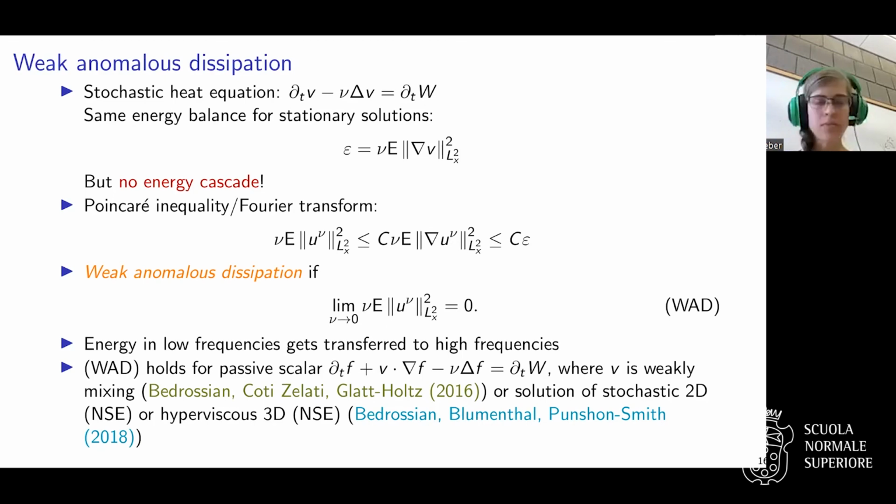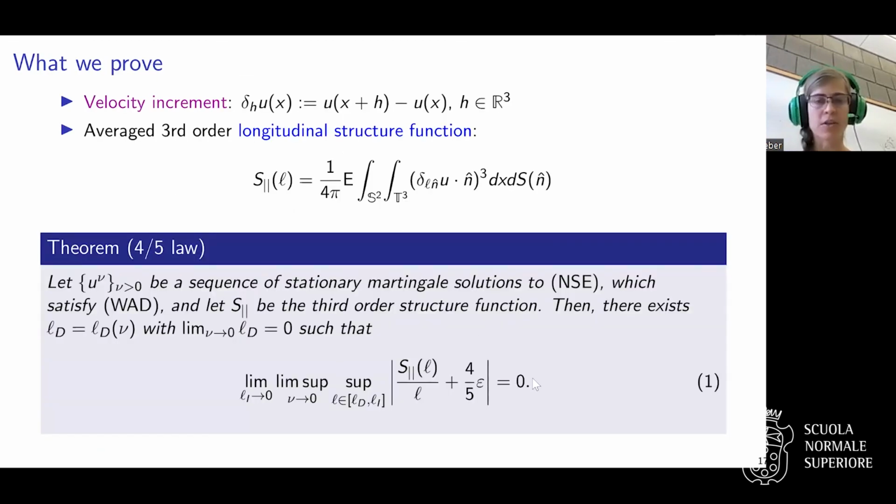Okay, so let's see what we prove based on this condition. Again, let's take the velocity increment from before, and now let's define an averaged version of what we had earlier, the cubic expression in the increment, which we call the longitudinal structure function. We take the increment in direction n hat dotted with n hat to the power 3, and now we take averages over the sphere. That's the factor 1 over 4 pi. Take the integral, and then we also take averages over the torus and the expected value.